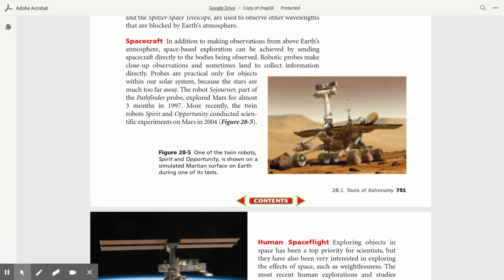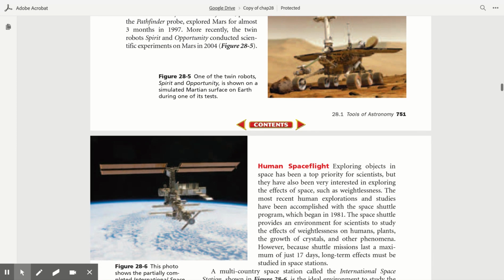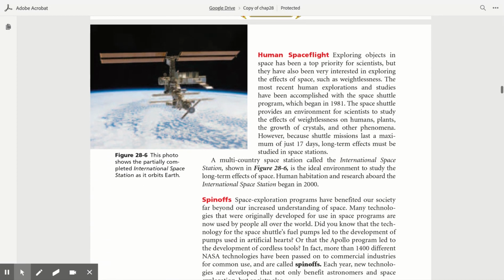Spacecraft. In addition to making observations from above Earth's atmosphere, space-based exploration can be achieved by sending spacecraft directly to the bodies being observed. Robotic probes make close-up observations and sometimes land to collect information directly. Probes are practical only for objects within our solar system, because the stars are much too far away. The robot Sojourner, part of the Pathfinder probe, explored Mars for almost 3 months in 1997. More recently, the twin robots Spirit and Opportunity conducted scientific experiments on Mars in 2004.